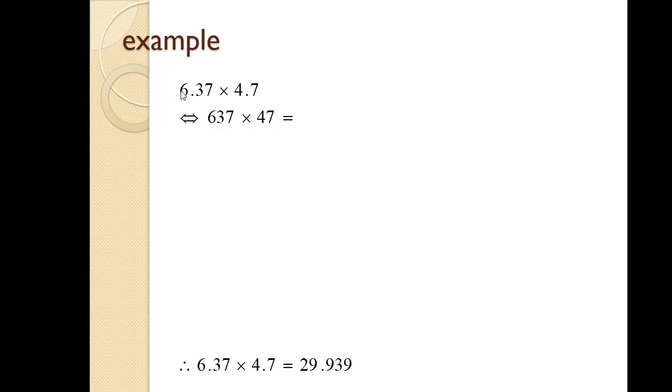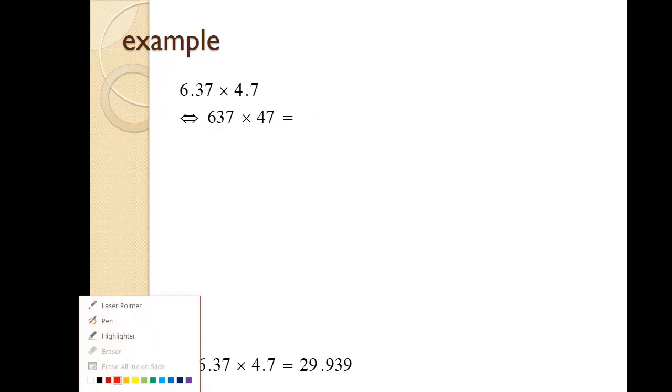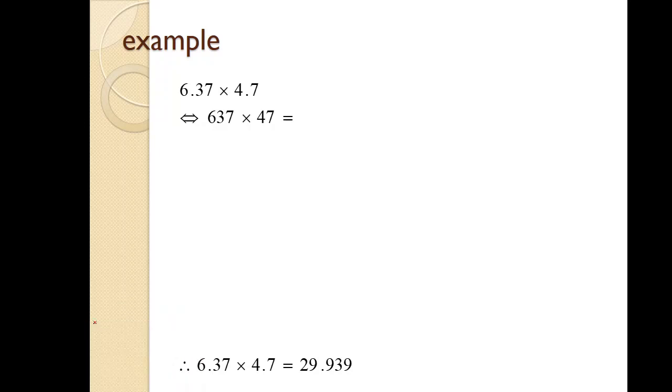So for example, here we have 6.37 multiplied by 4.7. Okay, these are two decimal numbers. Like we said, to do that, you can just remove these decimal points. When I remove the decimal points, I am left with 637 multiplied by 47. So we can easily multiply those numbers without using a calculator.